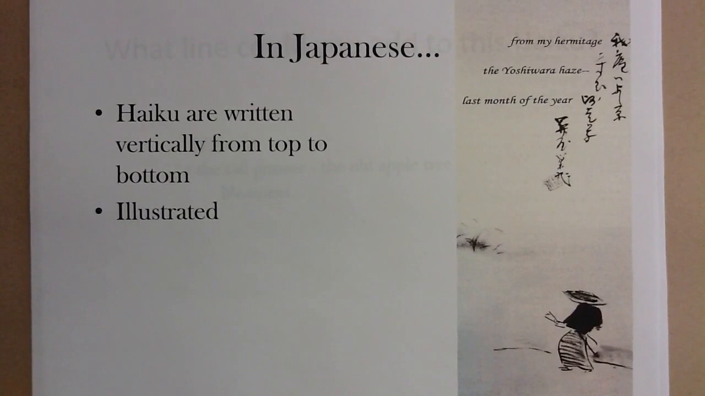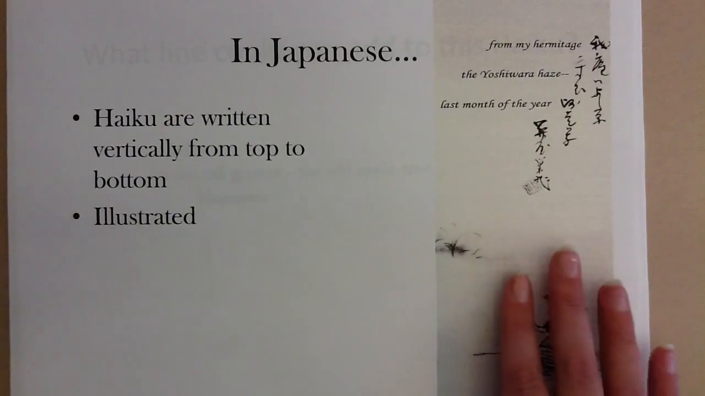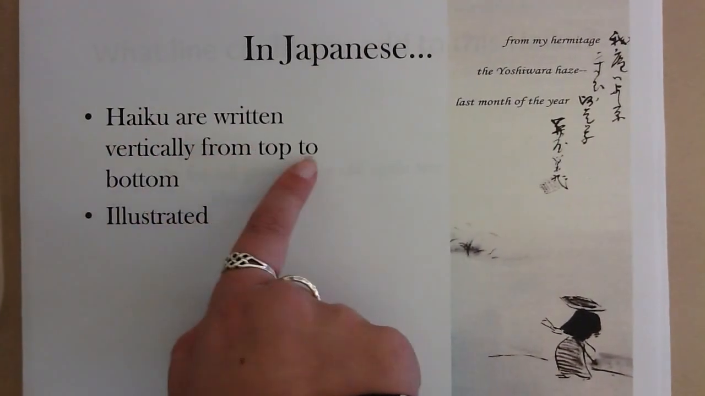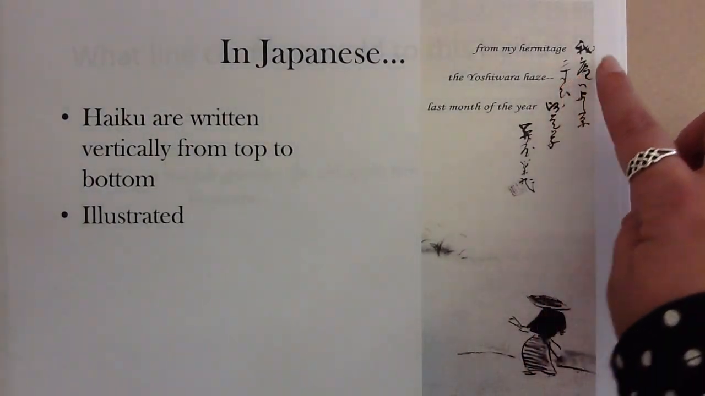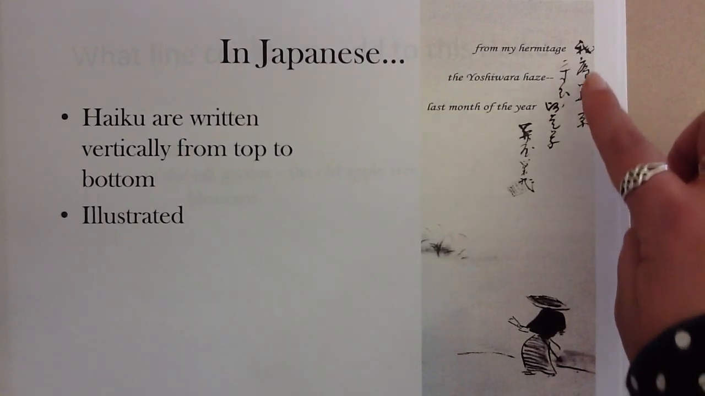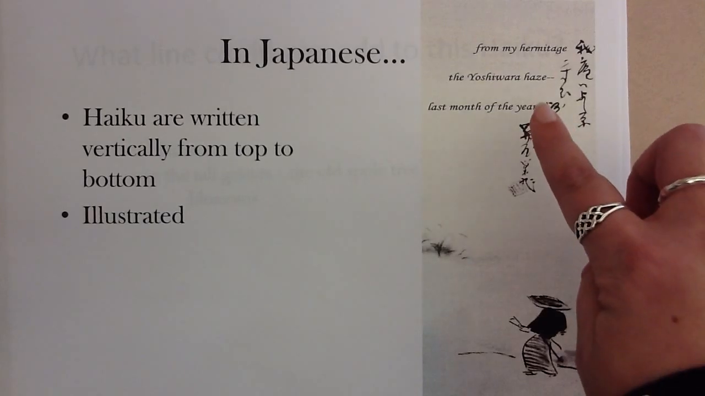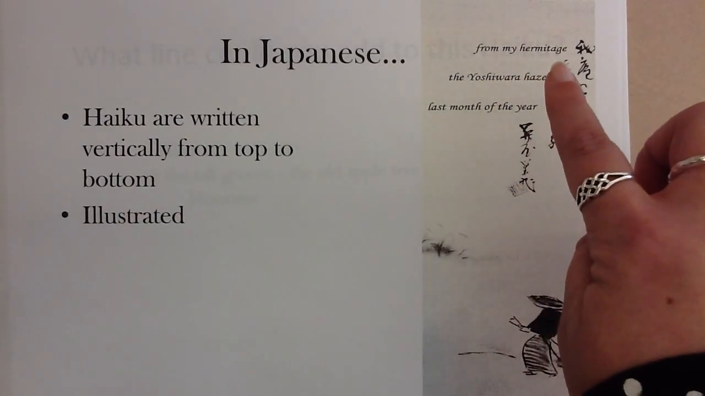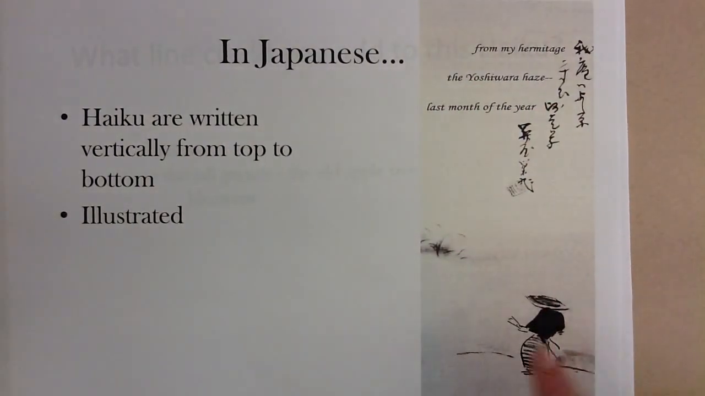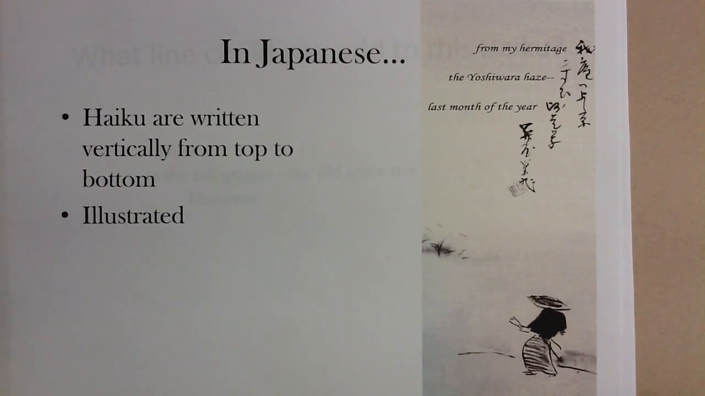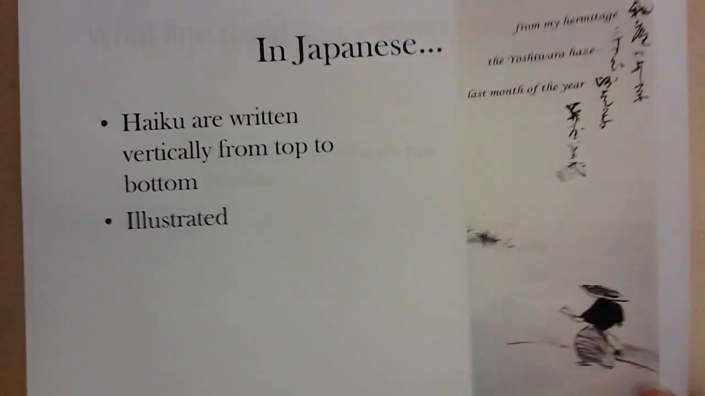So here is another example of haiku, and this one I have a picture to show you how it's written. Haiku are written vertically from top to bottom. So if you look at the picture here, okay, you have the Japanese version of the haiku written here from top to bottom. Okay, right here is the second line, and then the third line, and then the English translation is right here. For my hermitage, the yashawaro haze, last month of the year. And then it's illustrated at the bottom. Most haikus are illustrated, and when you make your own haiku in a few minutes, you're actually going to do the same. You're going to illustrate your haiku.